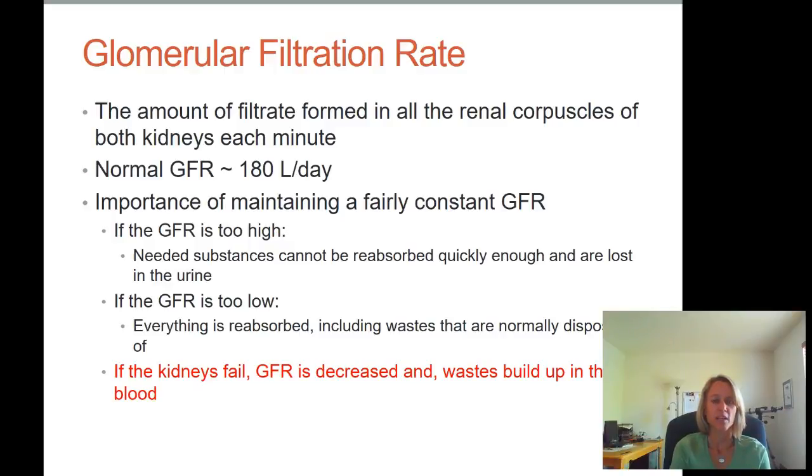The importance of maintaining a fairly constant GFR. So let's think about this. If the GFR is too high, then substances are moving through the kidneys too fast, and needed substances can't be reabsorbed, and they get lost in the urine. If the GFR is too low, then we end up reabsorbing too much, including wastes that are normally disposed of. If the kidneys fail, then we find that the GFR decreases and wastes build up in the blood.